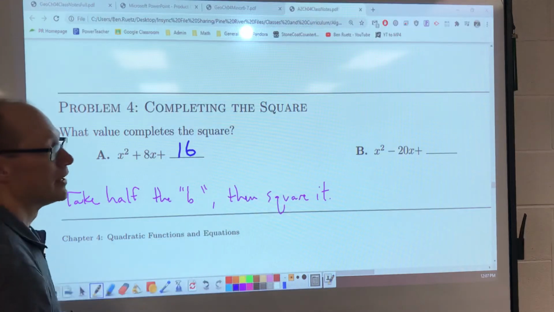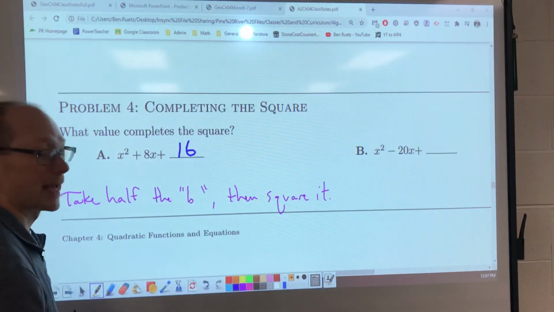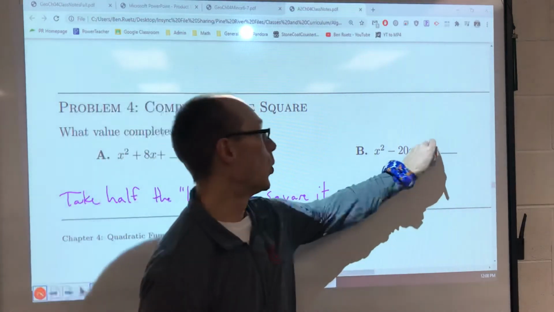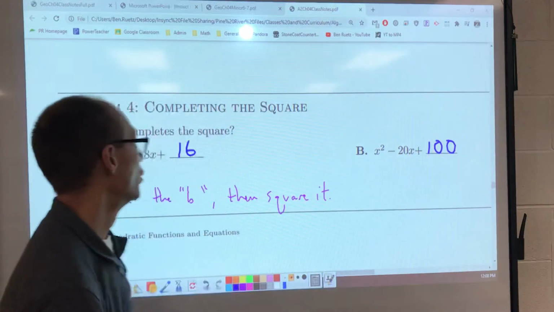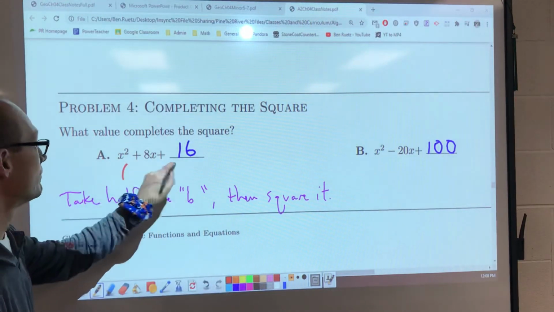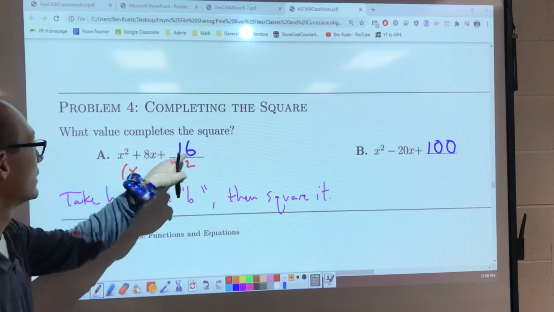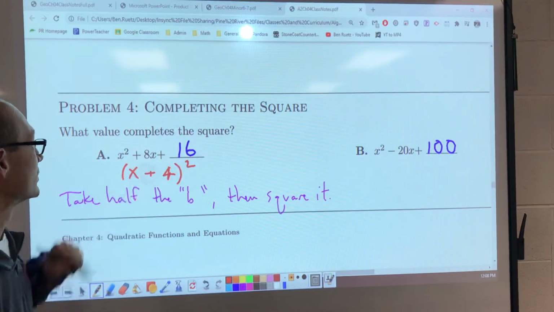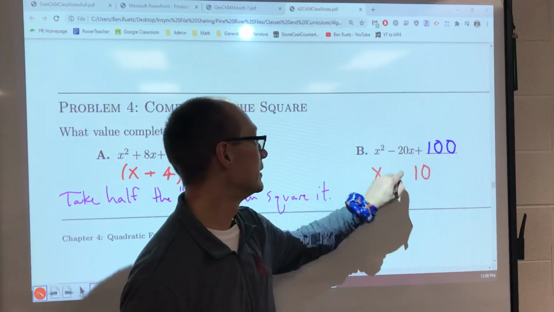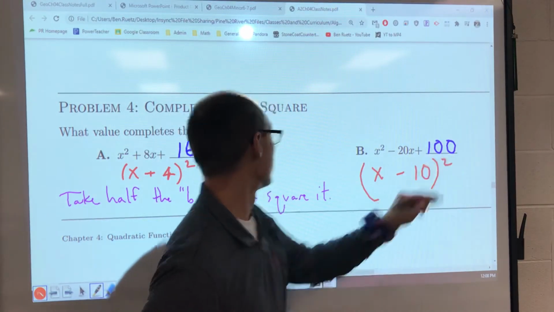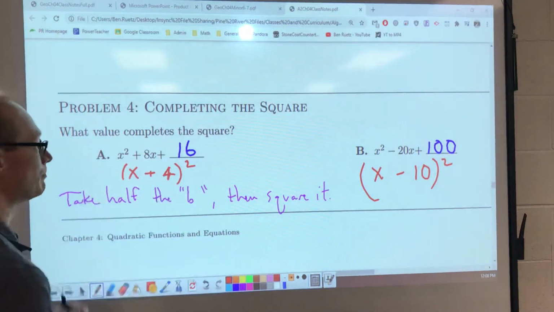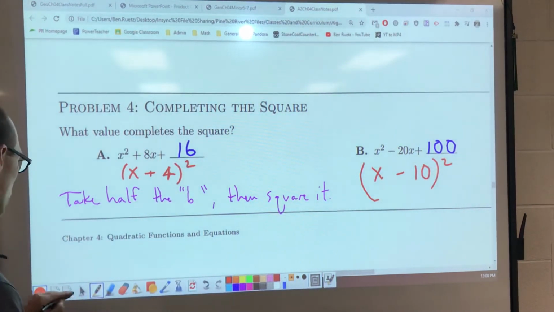Over on that one, that middle term is a negative 20. What's half of negative 20? Negative 10. What's negative 10 squared? 100. And those will both factor nicely. In fact, if I wanted to factor them, it would become x plus 4, same sign. This would become x minus 10, same sign. Both of them squared. That's how completing the square works. We're completing this binomial squared thing.